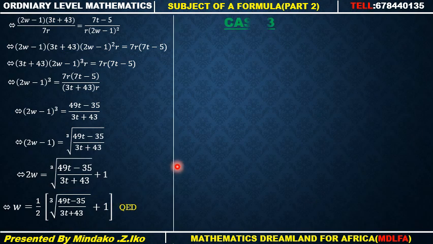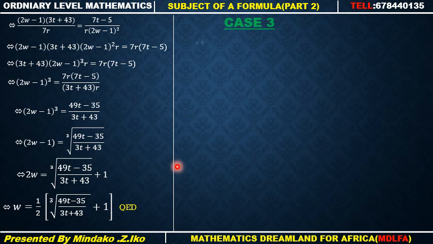All right, so let's look at case 3. We are done with case 1, which is a separate video. I recommend that you go on YouTube, then type Mathematics Dreamland for Africa so that you see the videos there. Watch the first video so that you can follow the explanation of the first case, second case, and the third case, so that you grab the concept.